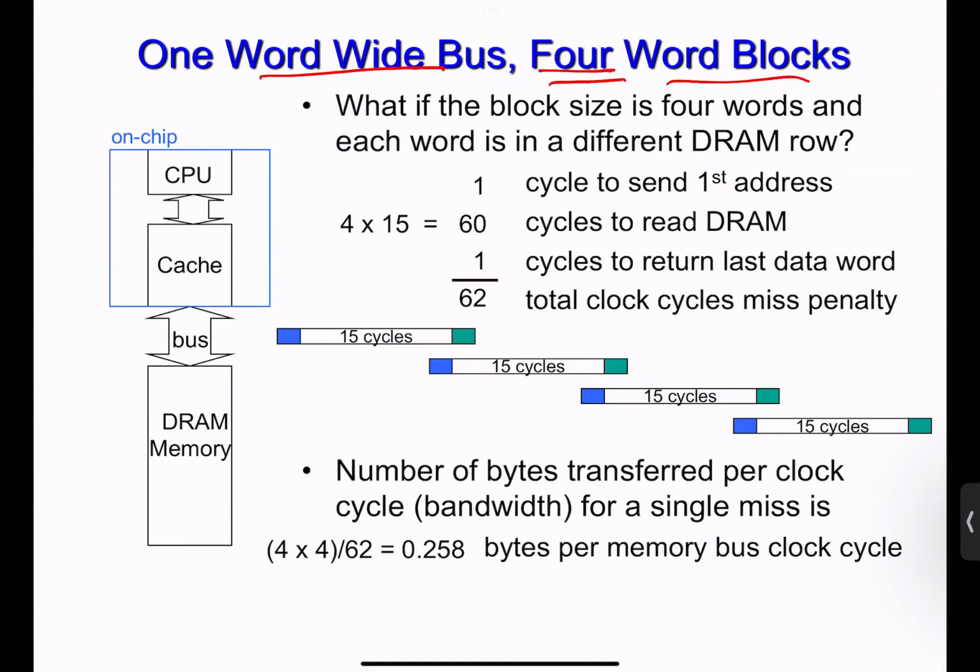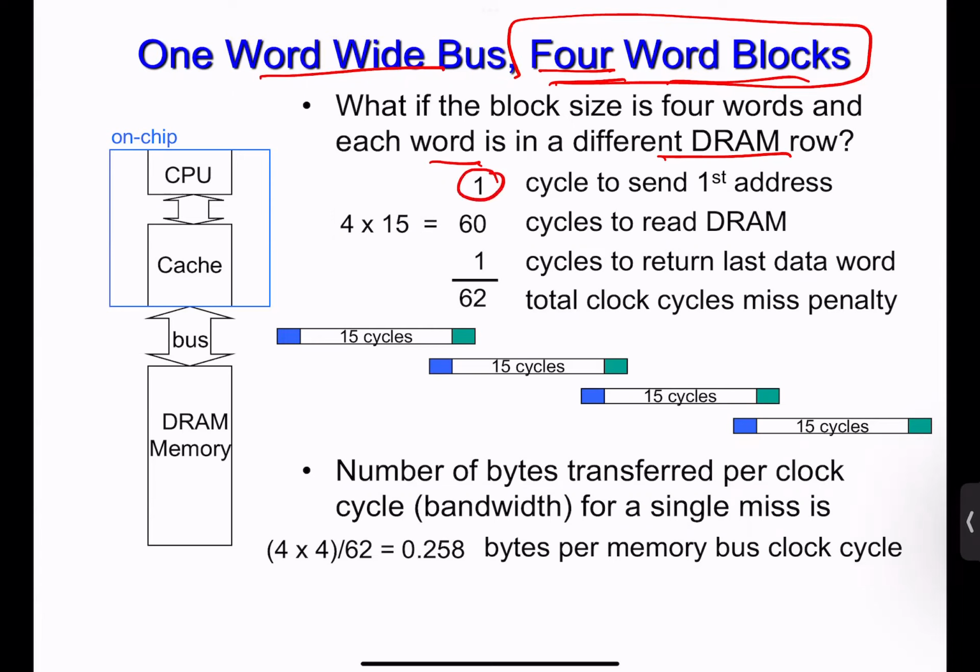But the question that you need to ask with these 4 word blocks is: are these 4 word blocks in different rows, or are they in the same row? Because these 2 calculations will be different. They said, no, assume that each word is in a different row. So each of the words is in a different row. So how much am I paying?